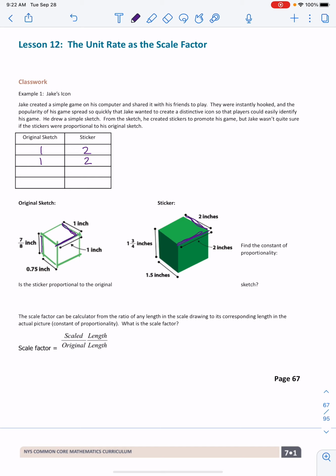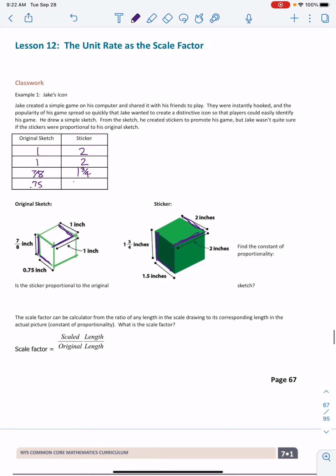The 7/8 has to match with the 1 3/4. And the last one, the 0.75, has to match with the 1.5.